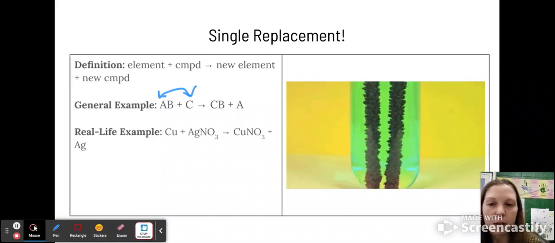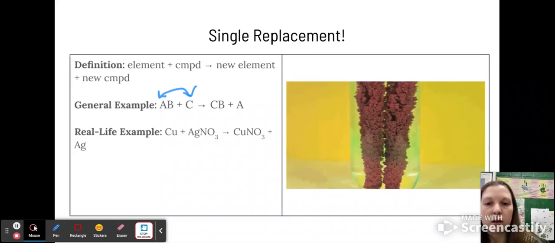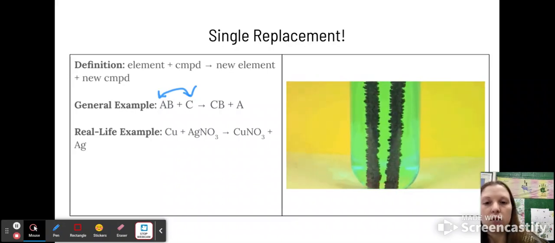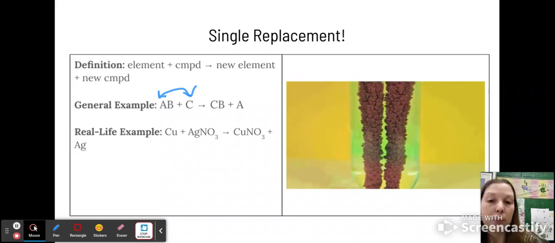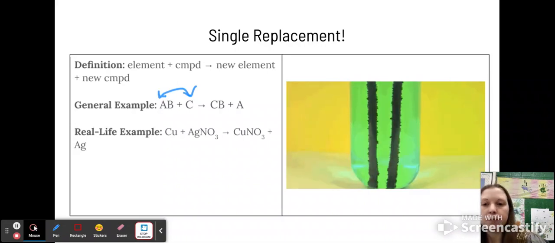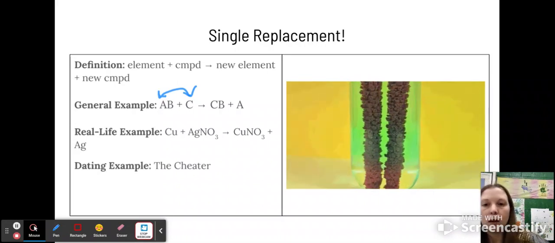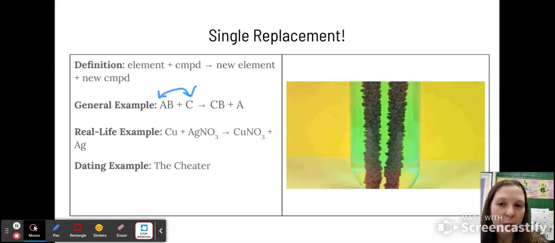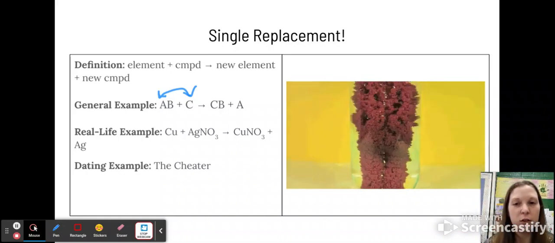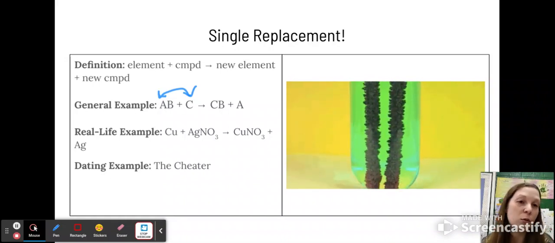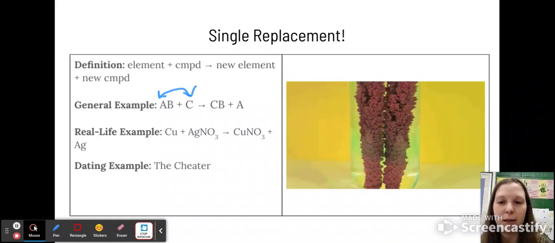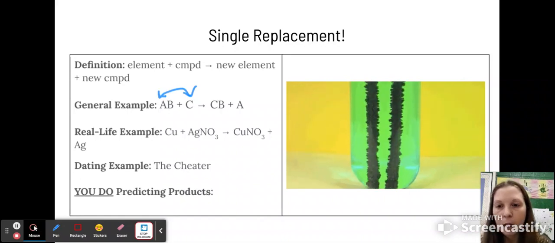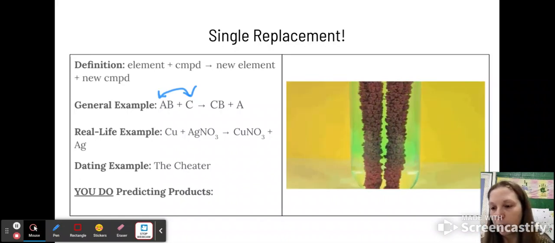So a real life example of this, we've got Cu plus AgNO3 yields CuNO3 plus Ag. So our metals switch places here. And it all depends on what that single element is. So this is known as the cheater because the non-metal was originally with one metal at the beginning, but it's with a new metal at the end. And then you're going to predict the products for this one.